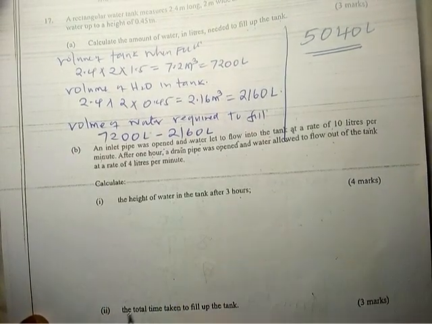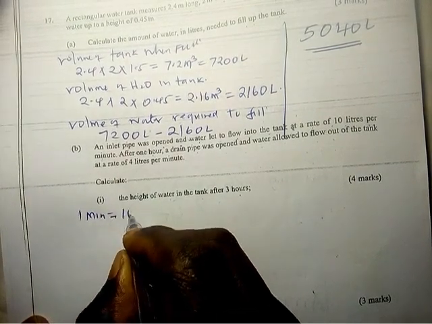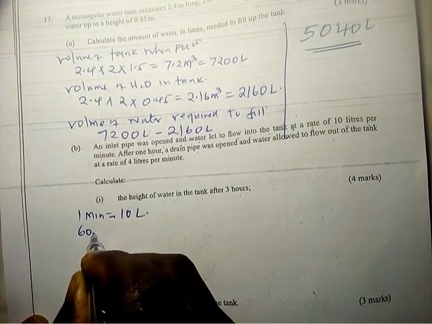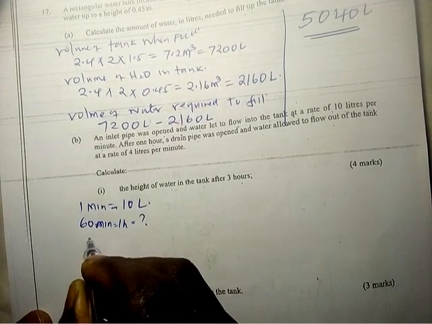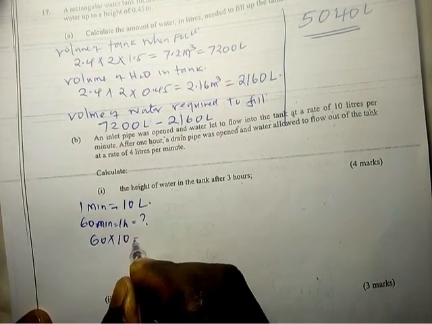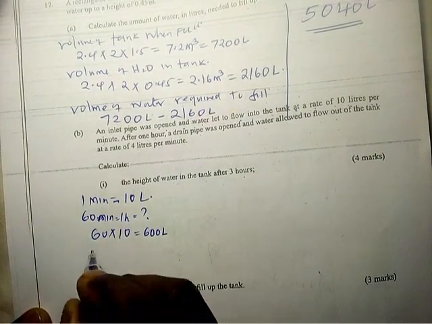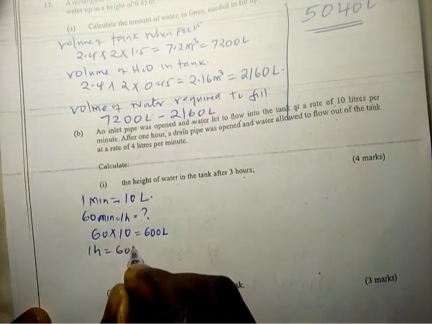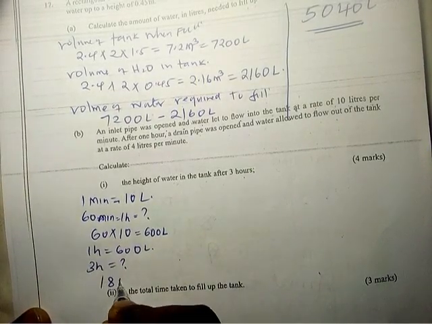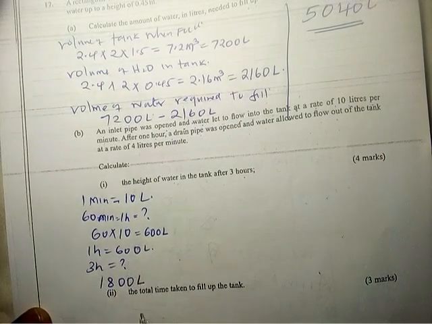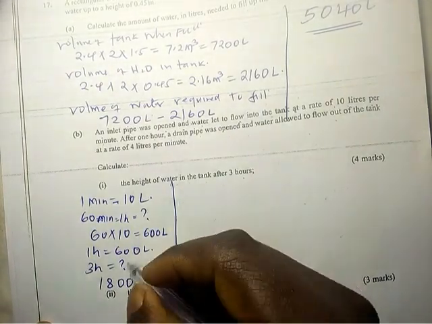So after 3 hours, 1 minute inaweka ndani 10 liters. So tunaweza pata 60 minutes which is equal to 1 hour. Itaweka how many liters? 60 times 10, itakuwa inaweka 600 liters in 1 hour. Sawa? So if 1 hour inaweka 600 liters, 3 hours itakuwa imeweka kiasi gani? Itakuwa imeweka 1800 liters. This times that. So ni sawa hapo? Hiyo ndio inaingia ndani.